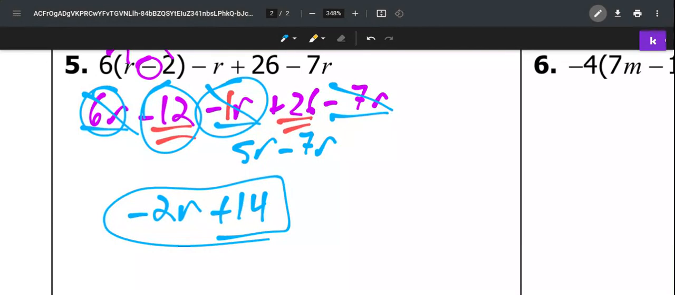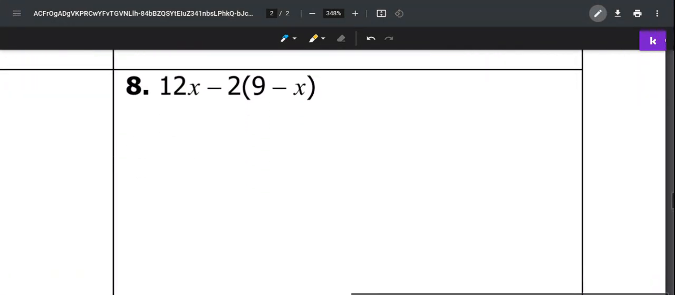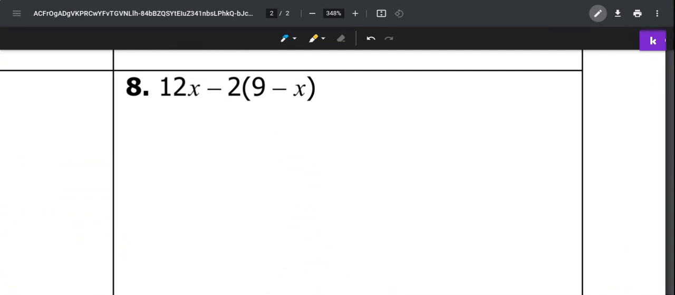All right. Let me see if we have any more that are difficult. Yeah, we do. We have a couple that get a little bit more difficult. So let's do those. So let's skip down to number 8. All right, so number 8. This is the biggest issue I've seen when teaching this. So the biggest issue I see is a problem like number 8, because if you look at number 8, let's just break down what we have first. We have 12x minus 2, and then that's multiplied by 9 minus x.